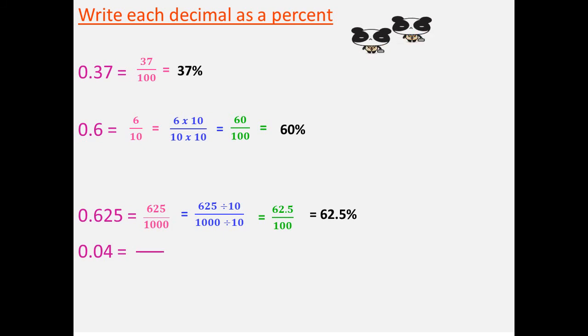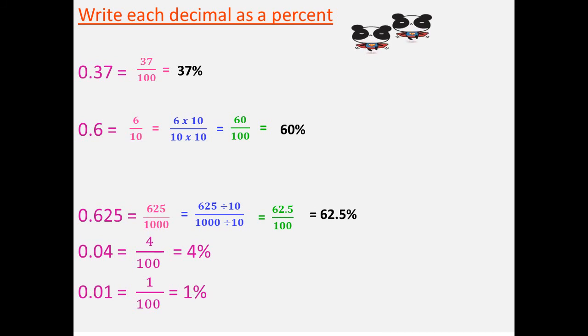0.04 as a fraction will be 4 over 100. 4 over 100 will be 4%. 0.01. So easy. It will be 1 over 100. To be a percent will be just 1%.